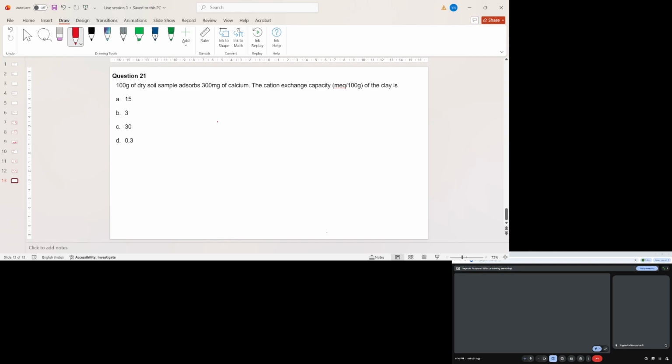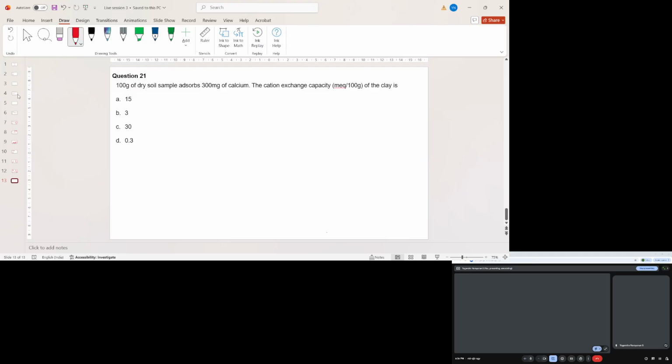The question goes like this: 100 gram of dry soil sample absorbs 300 milligram of calcium. So the cation exchange capacity of the clay is, the unit of cation exchange capacity is always milli equivalent per 100 grams.